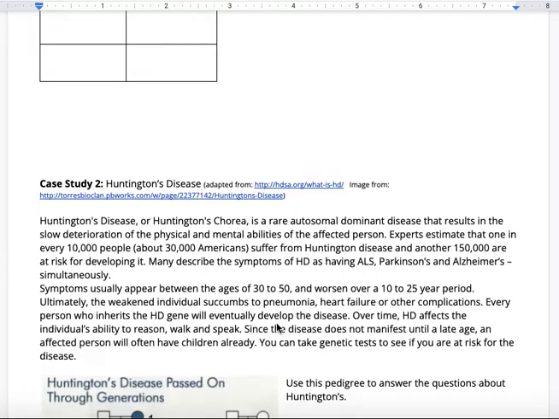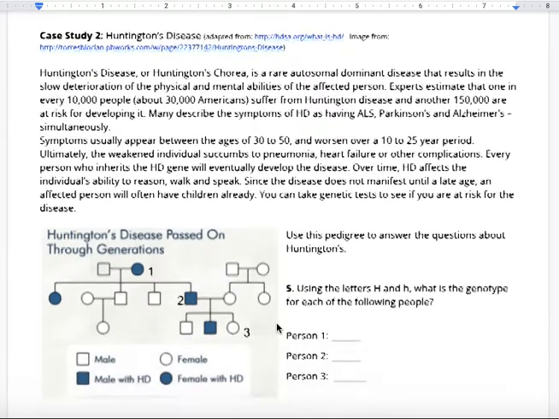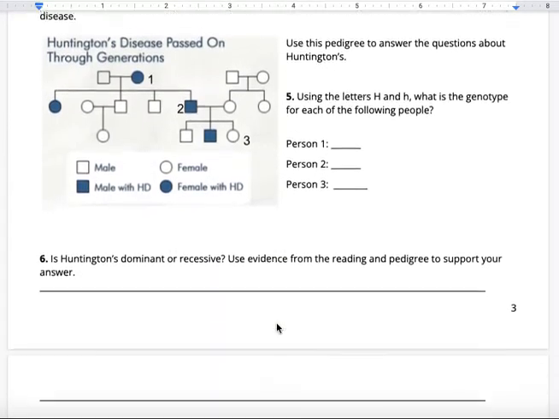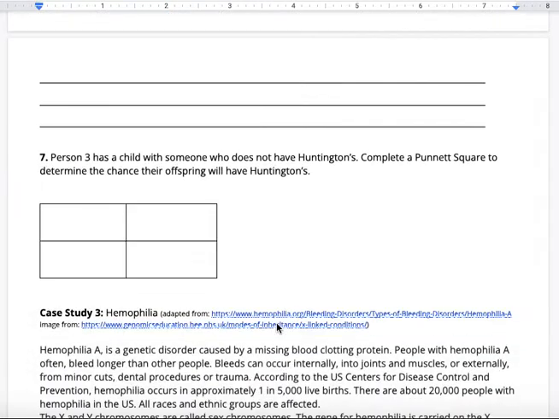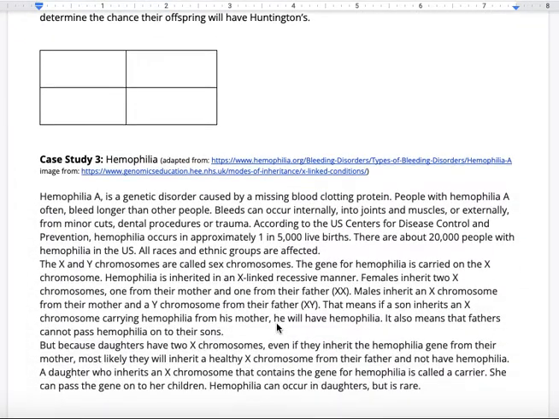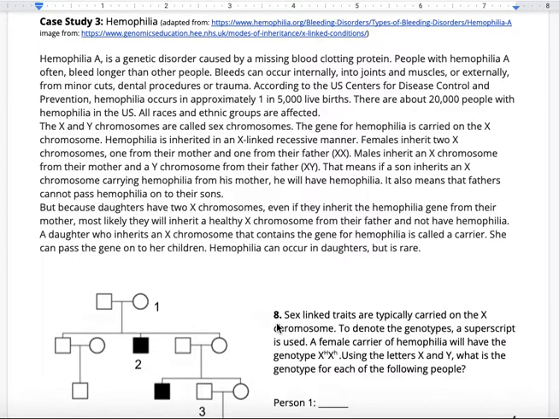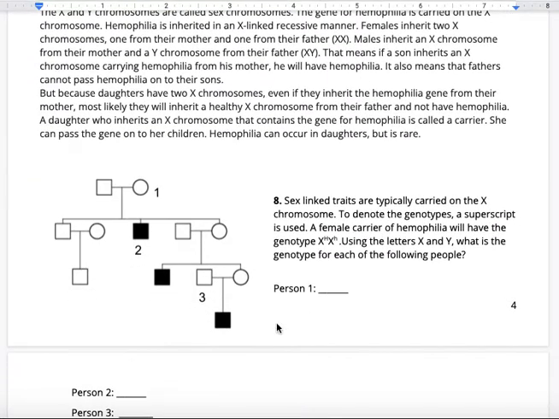The second case study is Hutchinson's disease. So again, we have another pedigree, some more questions to answer, another Punnett square, and then the last one, hemophilia. So again, we have another pedigree, so we're going to look at that.